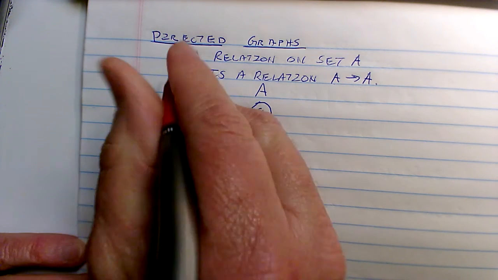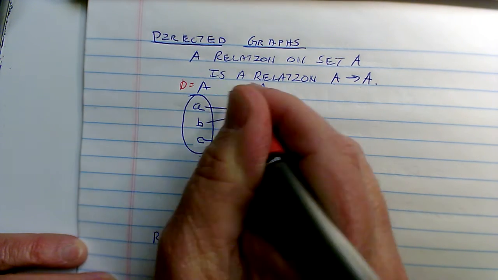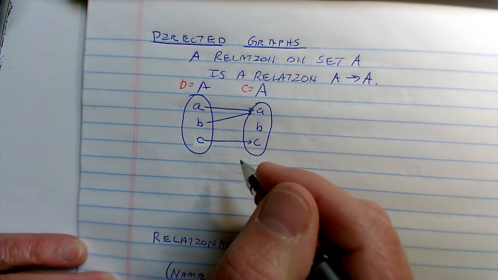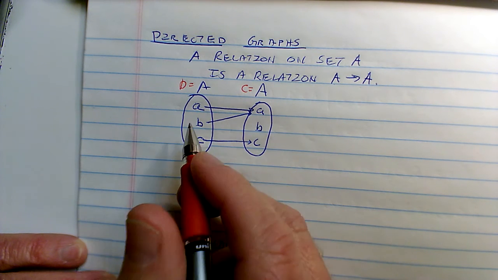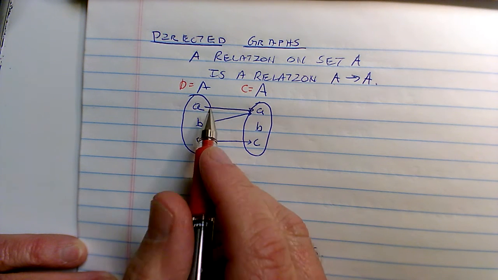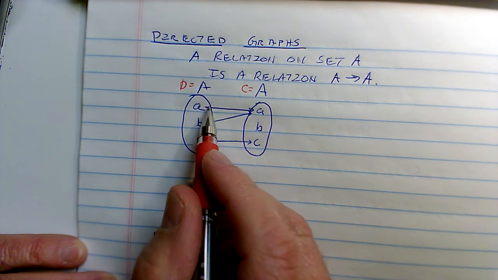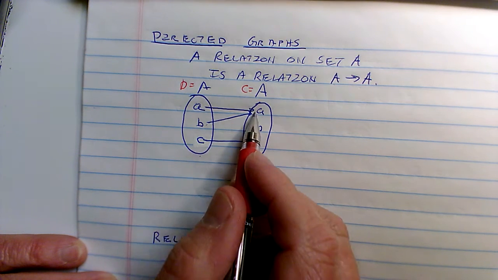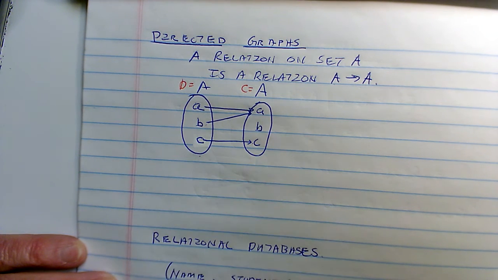Well, if we think of A as being the domain, and also as A being the codomain, we've been doing things where we draw pictures with arrow diagrams. Here it shows that A goes to A, B goes to A, and C goes to C.